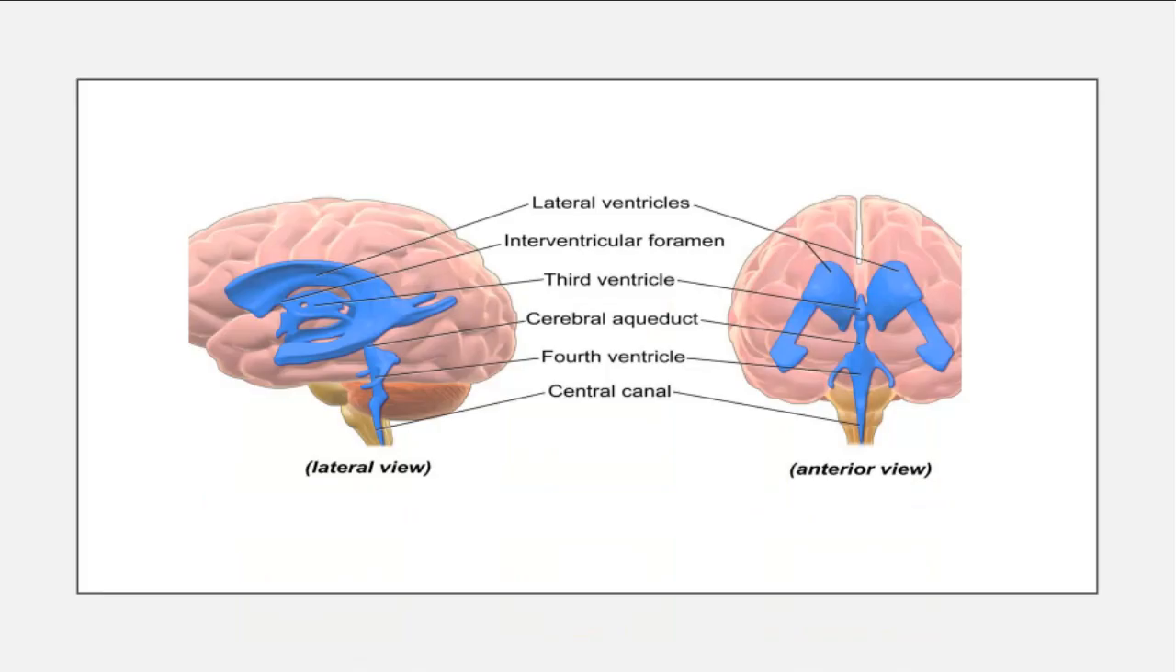So we have our 2 views here, our lateral or sagittal view, and then we have our anterior or coronal view. Our lateral ventricles, you can see on both pictures, are really large. They're occupying a lot of space.